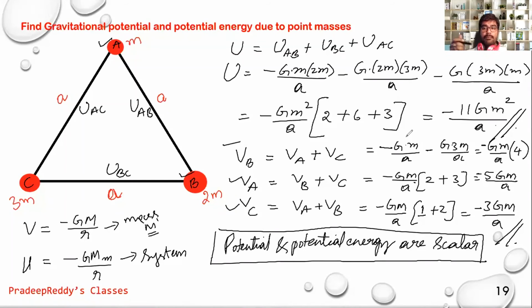Unlike force and field, where we took vector notations, resolved those vectors and added those vectors, because force is a vector and field is a vector, potential and potential energy are not vectors, they are scalars. So directly you can add them.